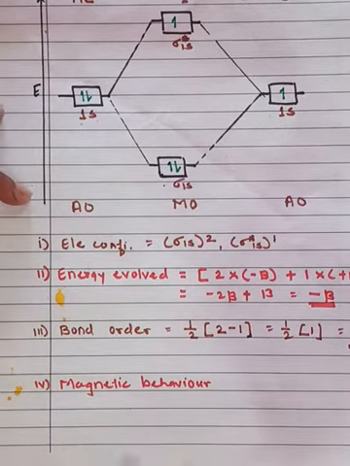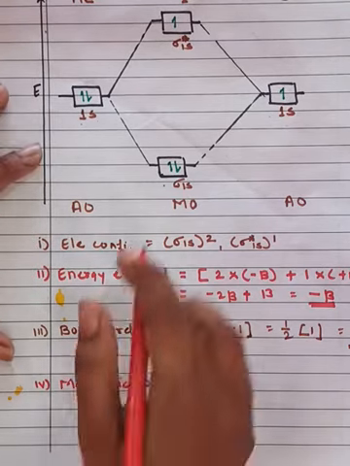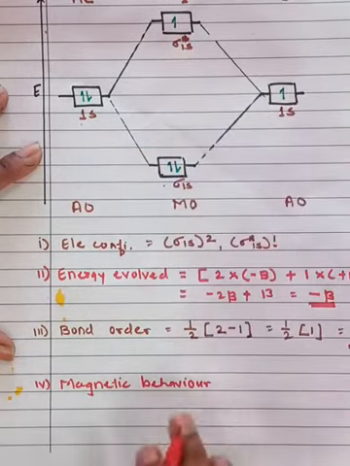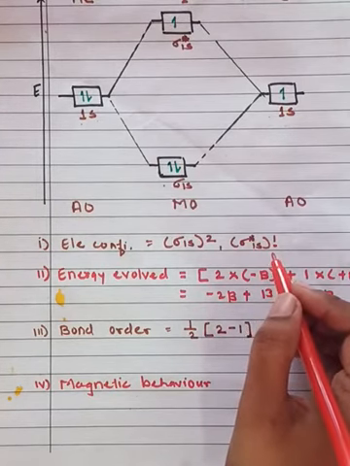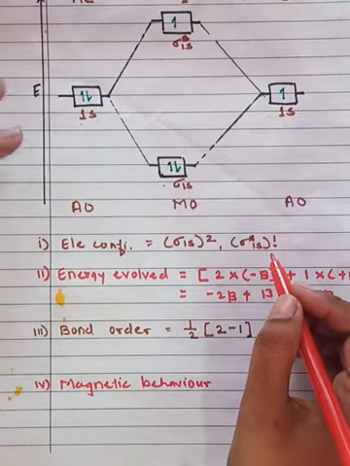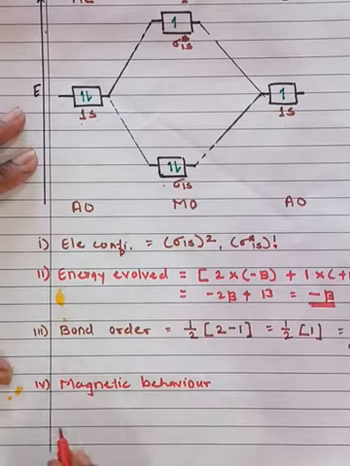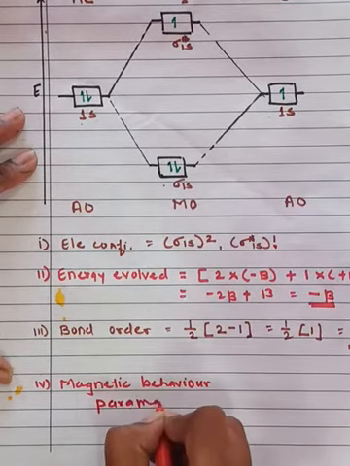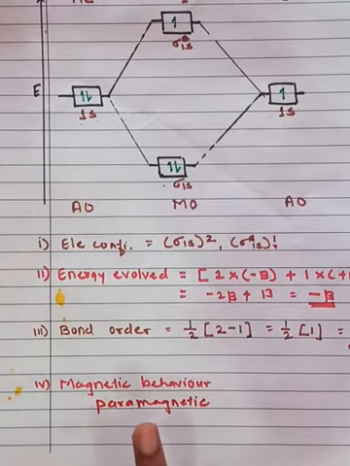And the last is the magnetic behavior. How to find out the magnetic behavior? We look at the last entering electron, that is the electron which entered the anti-bonding orbital. When the last entering electron is paired, it shows diamagnetism. When it is unpaired, it shows paramagnetic behavior. Now the last entering electron is unpaired, a single electron. Therefore, we can say that this molecule is paramagnetic in nature. Okay, so this is regarding the He2 plus ion.